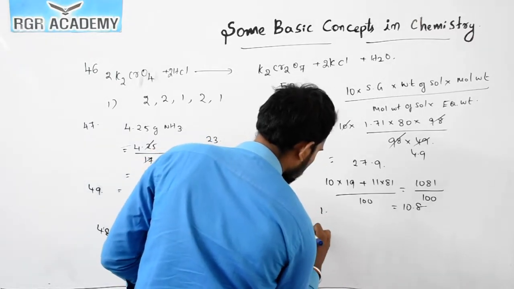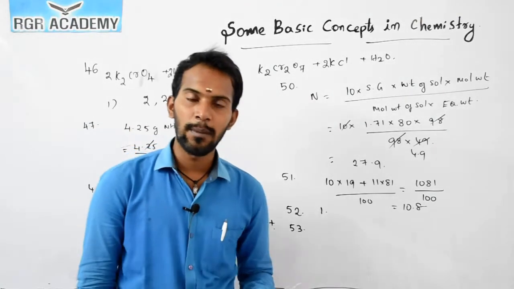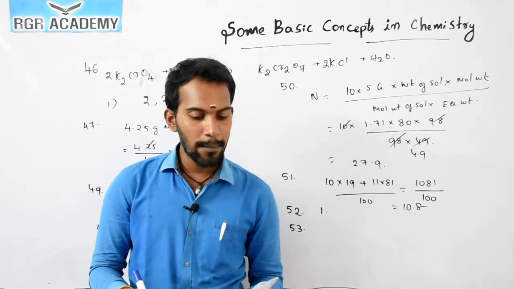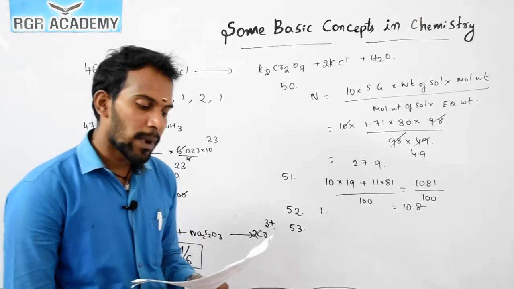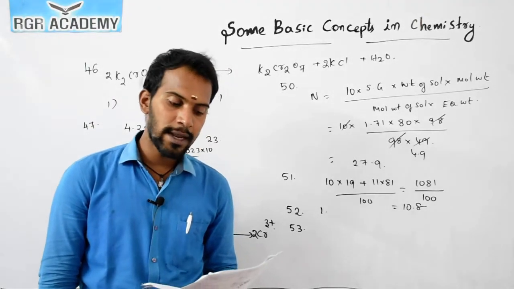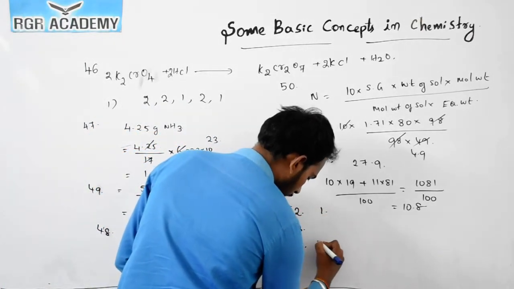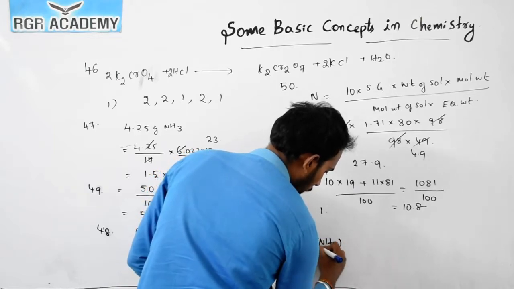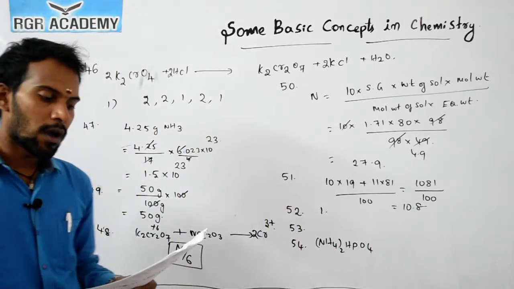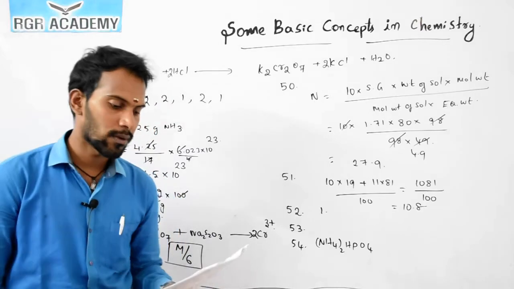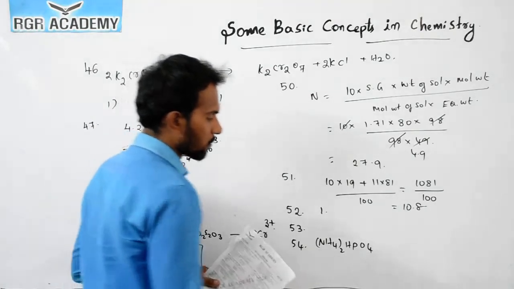Now the question number 53. So what is Avogadro number? The number of molecules which is present in 1 gram mass of a substance is called Avogadro number. Now question number 54: the percentage of P2O5 in diammonium phosphate, (NH4)2HPO4. So how much percentage of P2O5 is present? So P2O5. Okay.